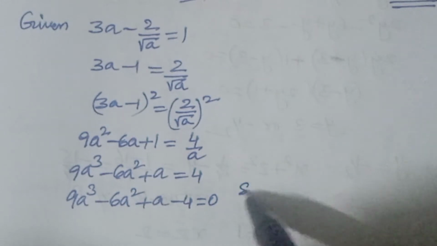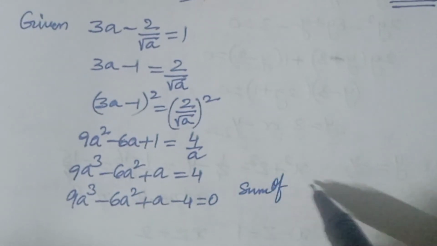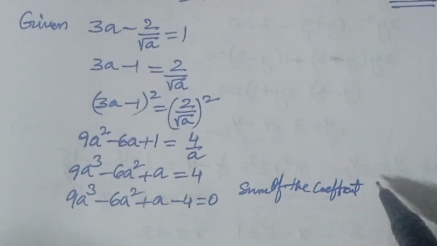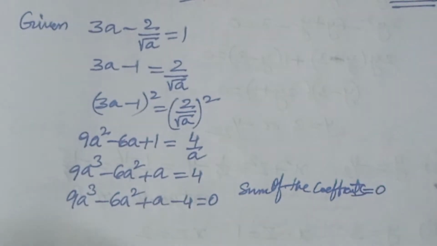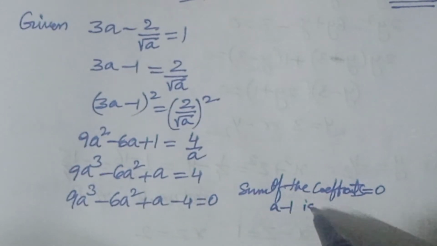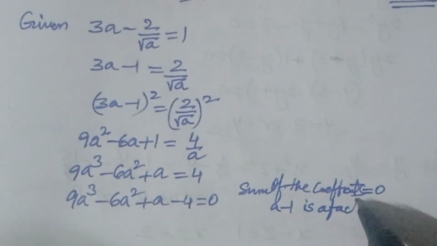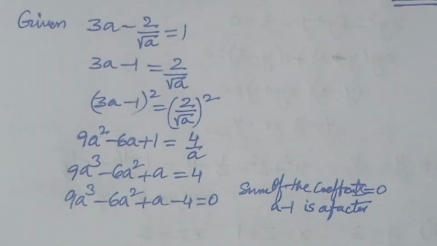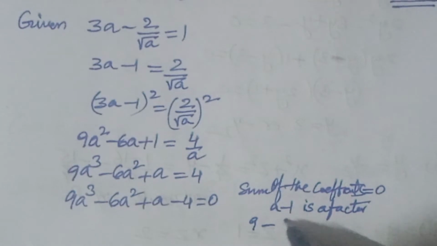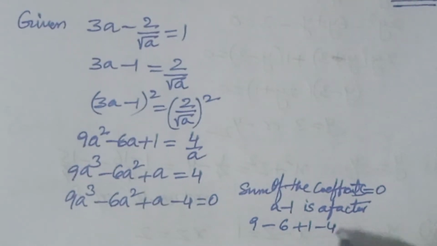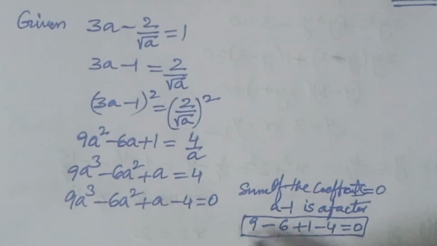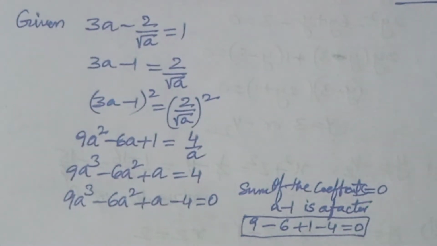So here the sum of the coefficients is equal to 0. So here a minus 1 is a factor. You can write the coefficients, 9 minus 6 plus 1 minus 4, so the total is 0. So here you can take a minus 1 as a factor.